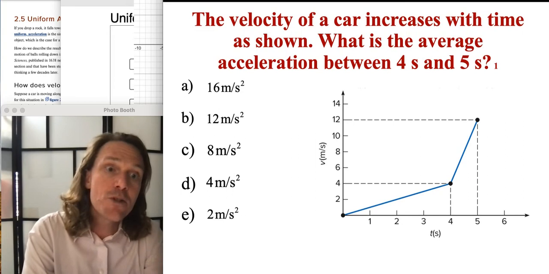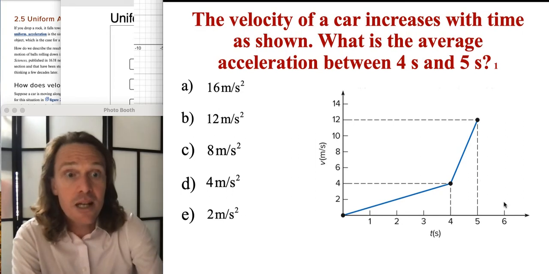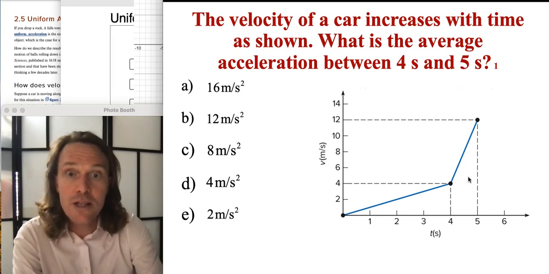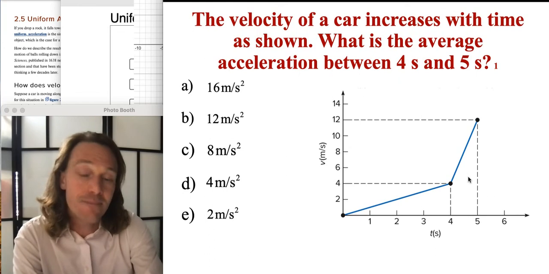So the velocity of a car increases as time is shown. What is the average acceleration between 4 and 5? Much steeper section, still pretty straightforward. You just need to think about the rise over run. What value do you get? Make sure you can calculate this.